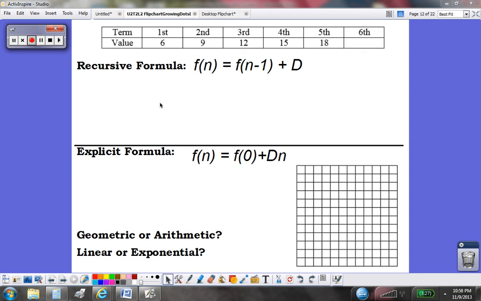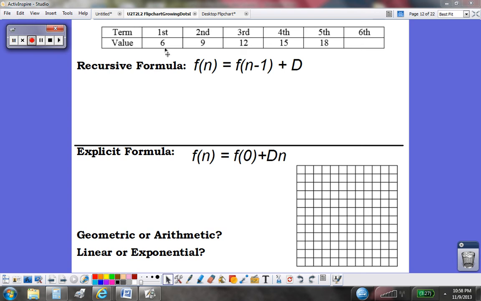Okay, so in this video demonstration, I'm going to show you guys how to look at a pattern and figure out, in this case, the sixth missing term using the recursive formula as well as the explicit formula.